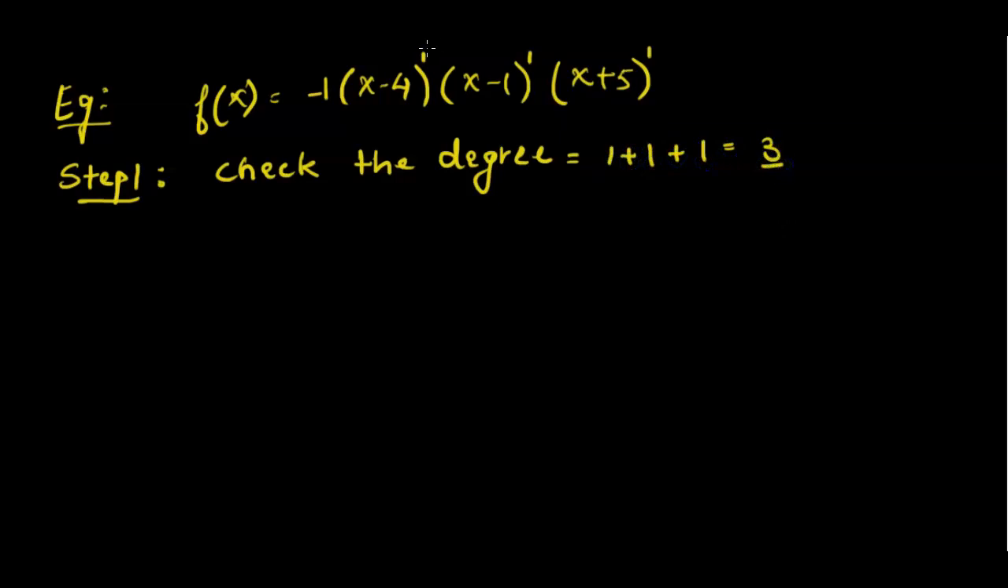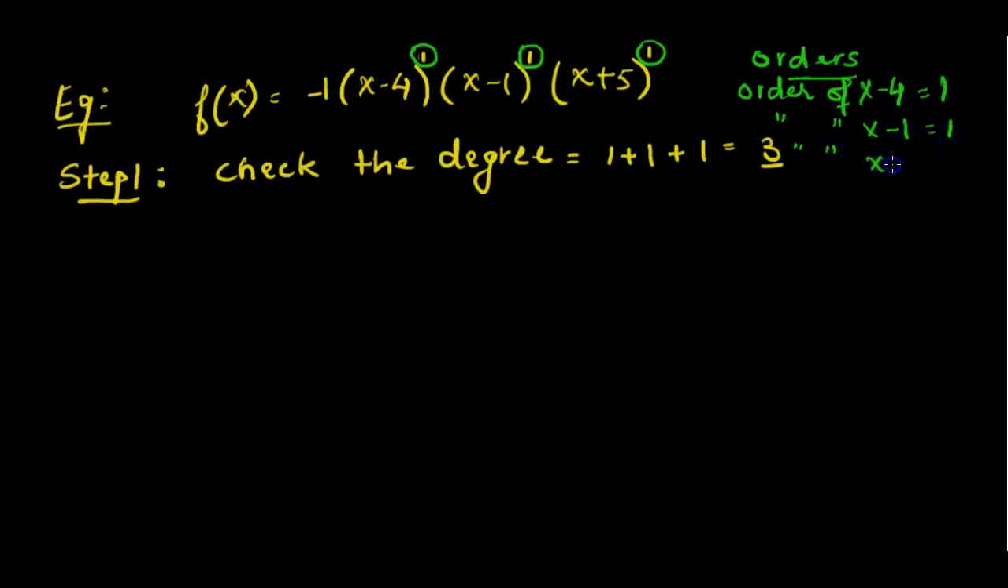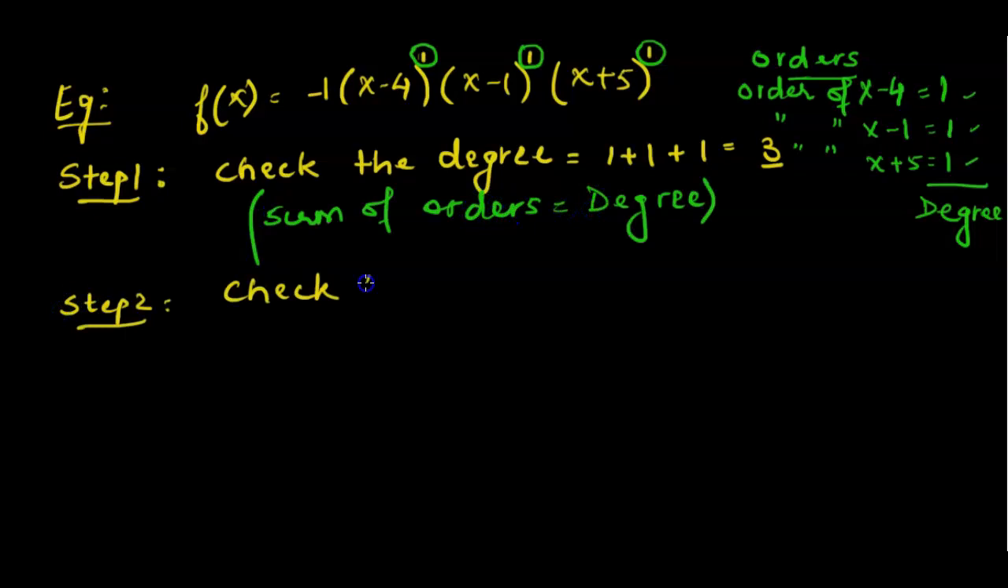Degree is 3. Here we would want to know one more thing: the powers on these factors are called orders. So the order of the x minus 4 factor is 1. Similarly, the order of the x minus 1 factor is also 1, and the order of the x plus 5 factor is also 1. When we add up all the orders, we get the degree. So sum of orders is called degree. Step 2 is check the sign of the leading coefficient. In this particular case, the sign of the leading coefficient is negative.